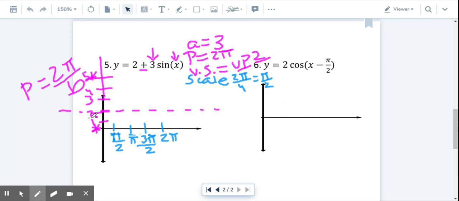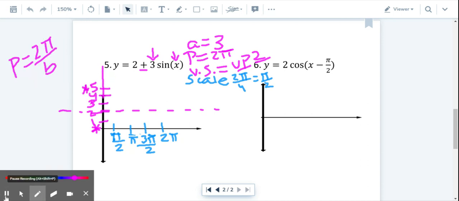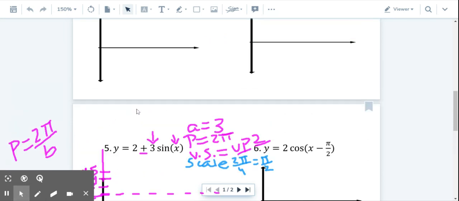So the whole idea here, this should be the middle of my graph. So I should be going up 3 and then down 3 from there. I'm just going to fix my axis quick. All right, so I just fixed it here so that it would be a little bit more even. So now we want to follow our pattern.